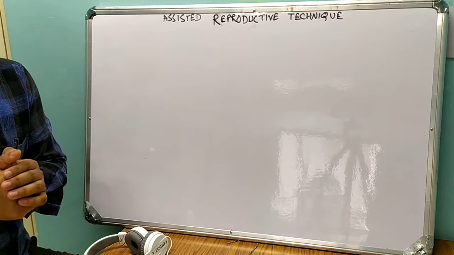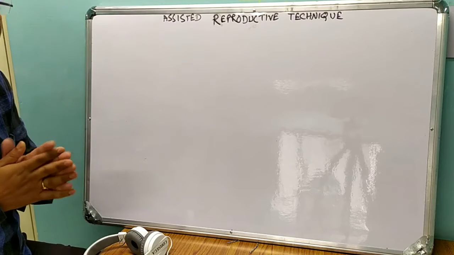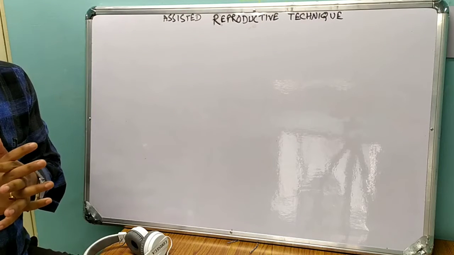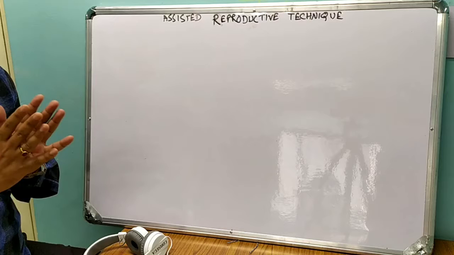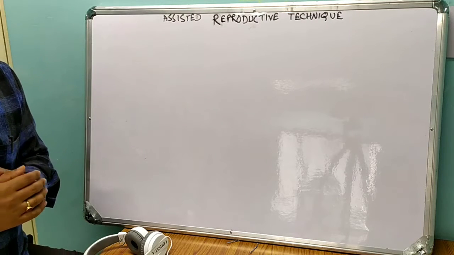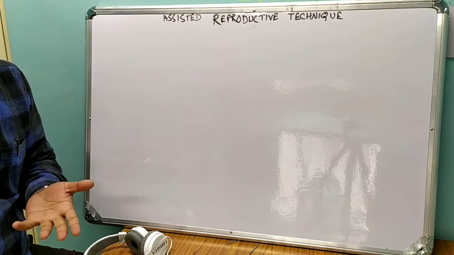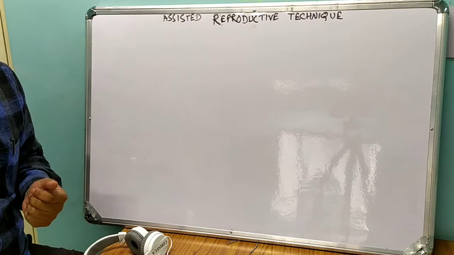So please forgive us. Today we will discuss the techniques for reproduction. Obviously there should be some natural techniques and some assisted techniques.